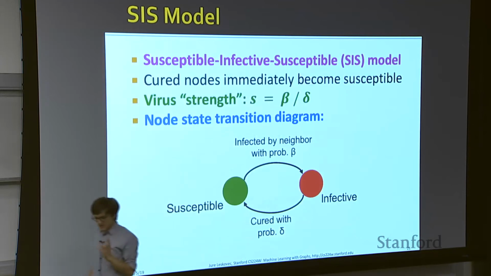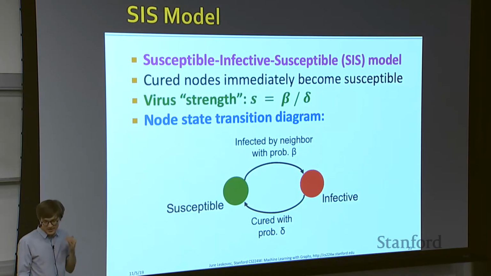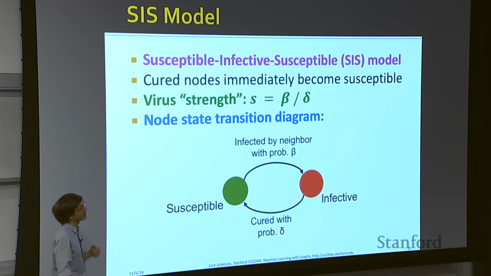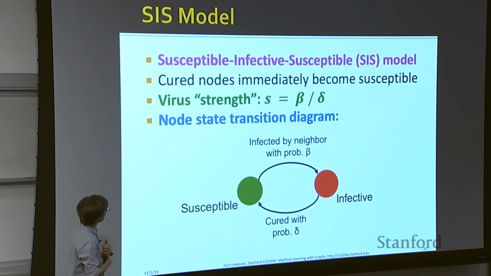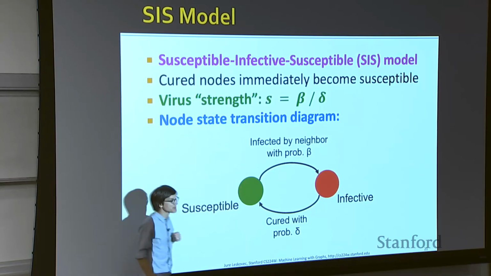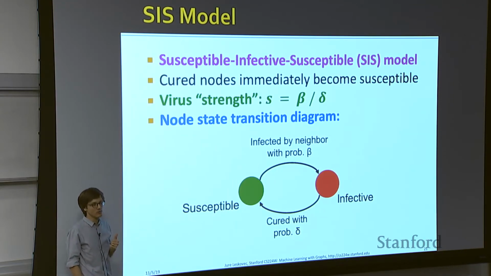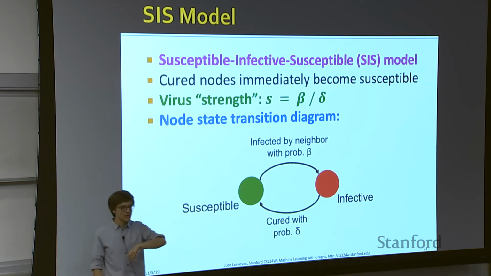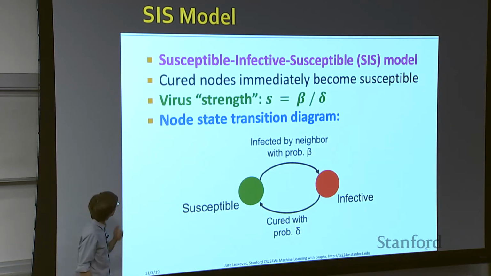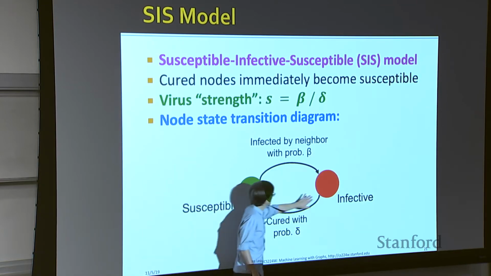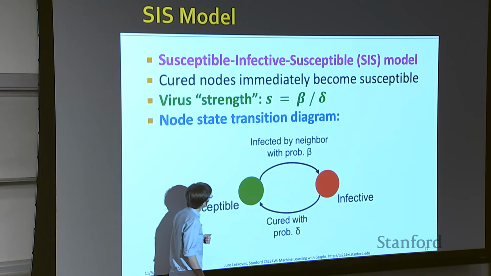There is a separate, different model that's called the SIS model, and this is a susceptible, infected, susceptible type model. And the idea here is that cured or healed nodes immediately become susceptible. So think of this as flu, right? You get the flu, you are sick for some time, and then you get healthy, and you can get another flu. So the node transition diagram here is that there are two states, susceptible and infected or infective.